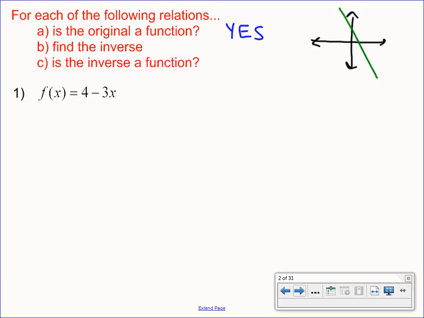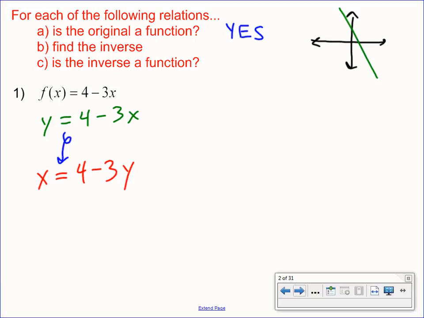Find the inverse. Okay, here we go. So I'll do the first step. First step, rewrite with y equals instead of f of x equals. Go ahead and tell the class what I do procedurally as I go to find the inverse algebraically. What do I have to do next? Dakota? Absolutely. Thank you. We'll switch the position of x and y in my equation. So x equals 4 minus 3y.